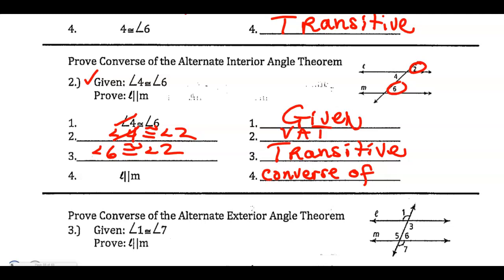Now last, we just got these two the same. What kind of angles are they? What are those two angles called? 6 and 2. I just got them to be the same. They're corresponding. Yes, if corresponding angles are the same, the lines are parallel. We would write converse of, but we don't want to write corresponding angle postulate. What do we write? CAT. We write CAT. Yes, it is.